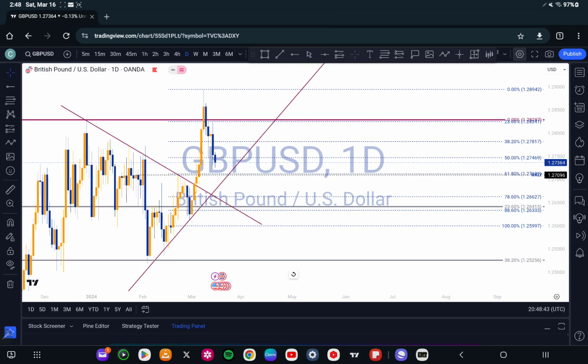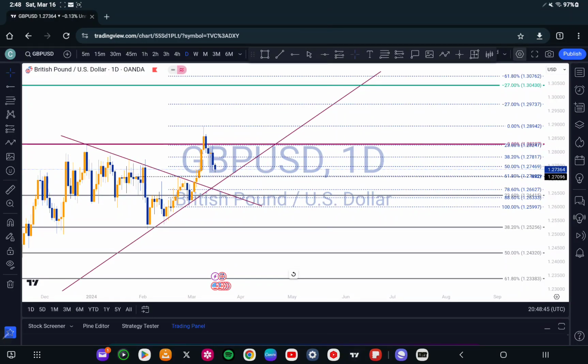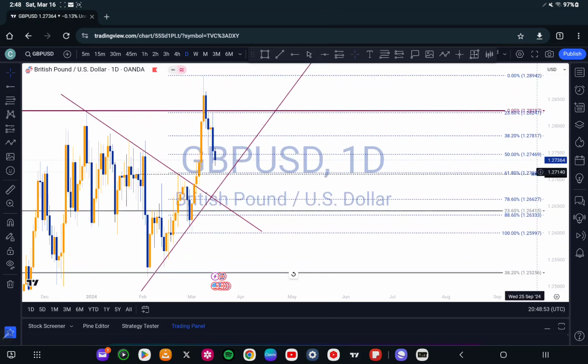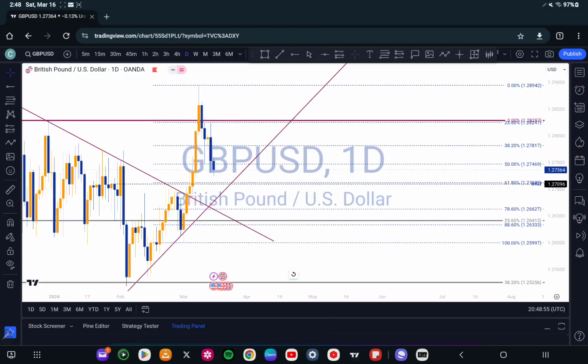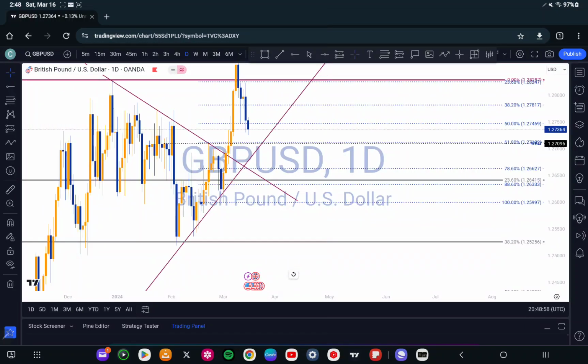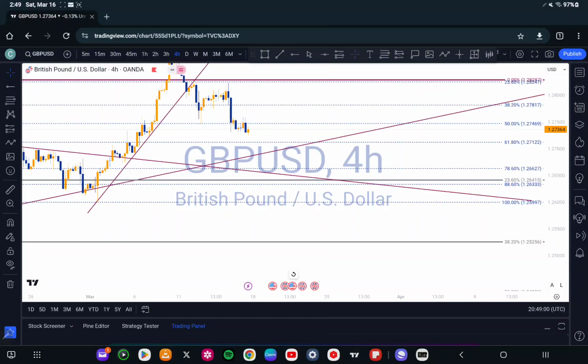So for us to actually continue to sell overall, we at least want some sort of a break of structure retest, then we might take it to this previous trend line right here. But as long as we are seeing right here, we can predict more.